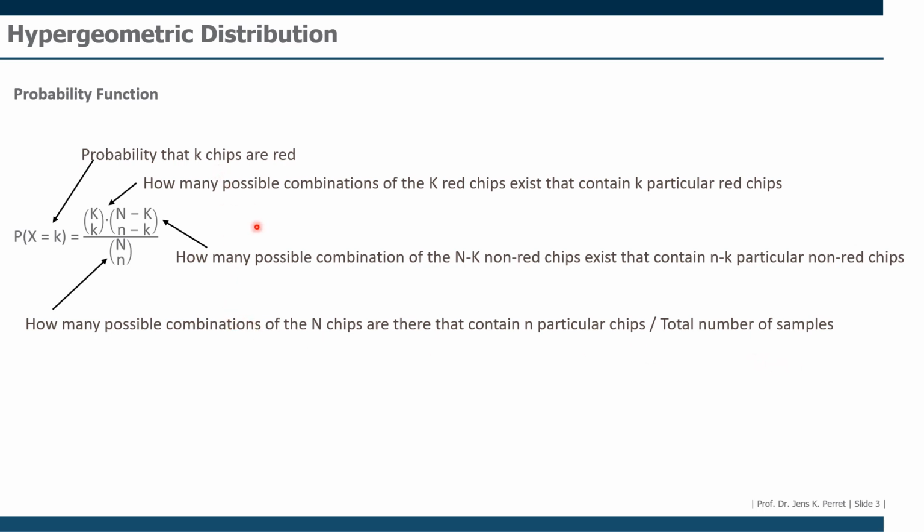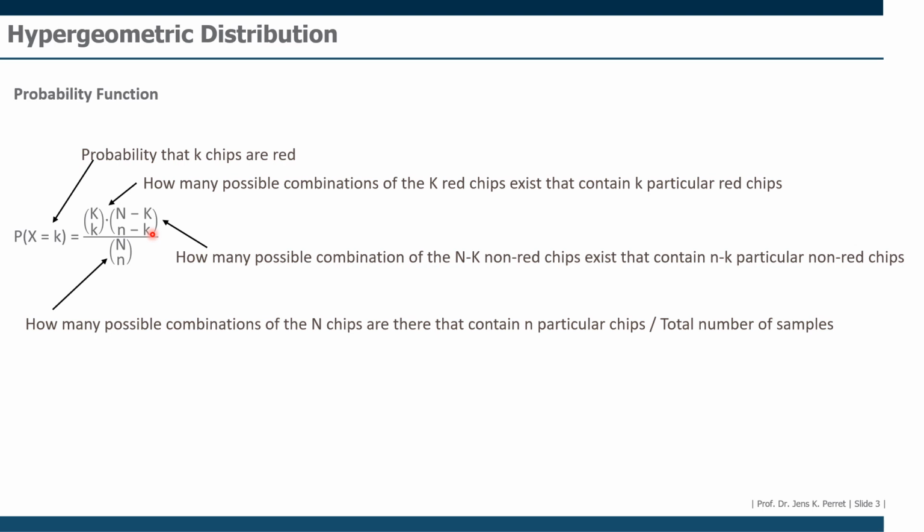While those are the definitions of these three parts, I would think about them slightly differently. That's all possible samples. That's the number of samples containing exactly k red chips. That's the number of samples containing exactly n minus k non-red chips. That's not a mathematically perfectly exact definition, but that's the best way to remember it.